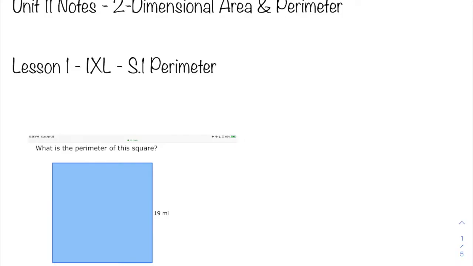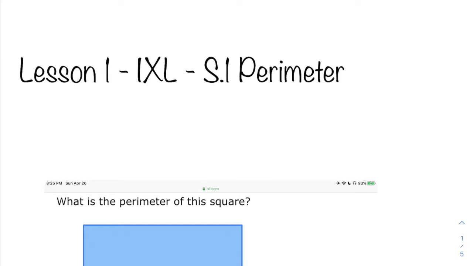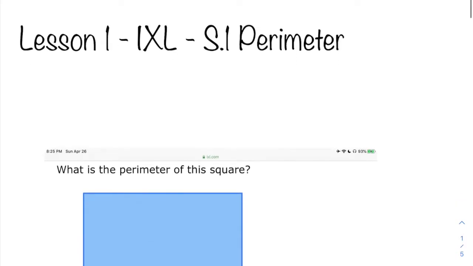Let's start with lesson 1, which is going to be S1 perimeter. This is under the geometry. So when you go to IXL, you're going to go to IXL geometry.